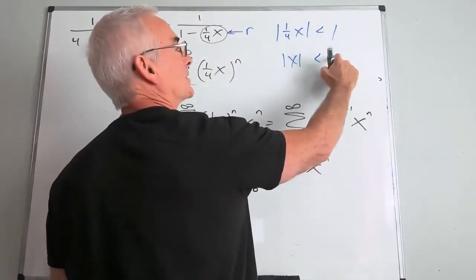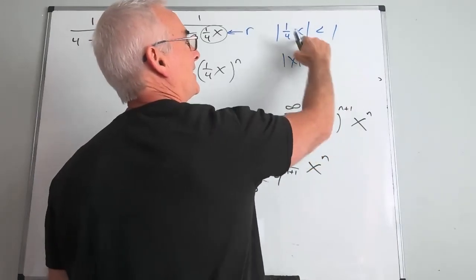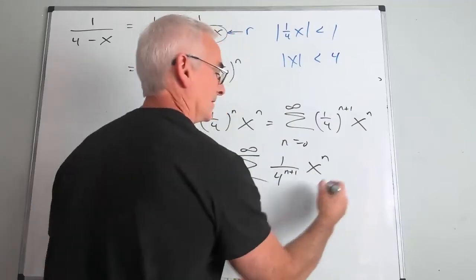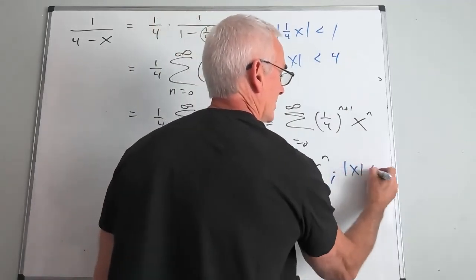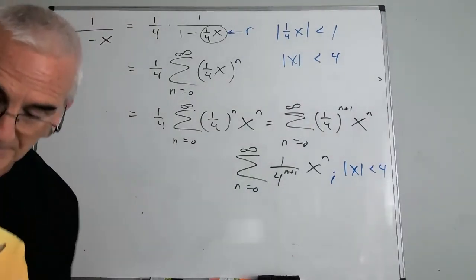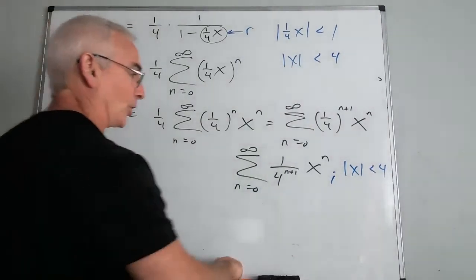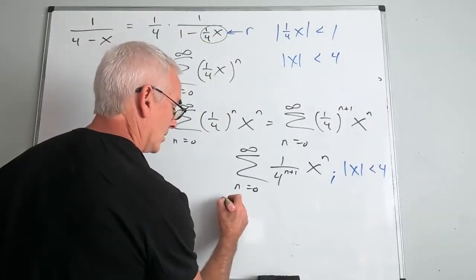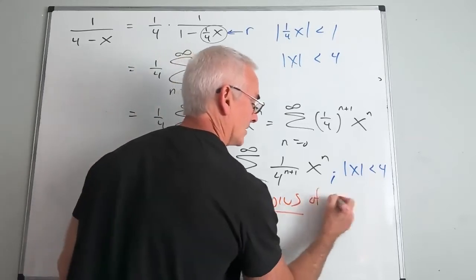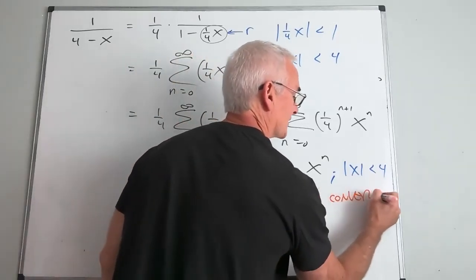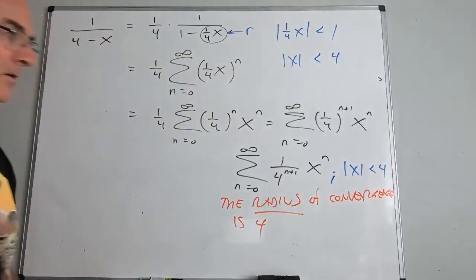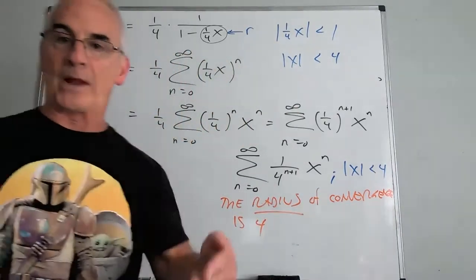What goes here? 4. Now, 4 is called, I'm going to give it a new term, the radius of convergence is 4. 4 is a constant. 4 is called the radius of convergence.